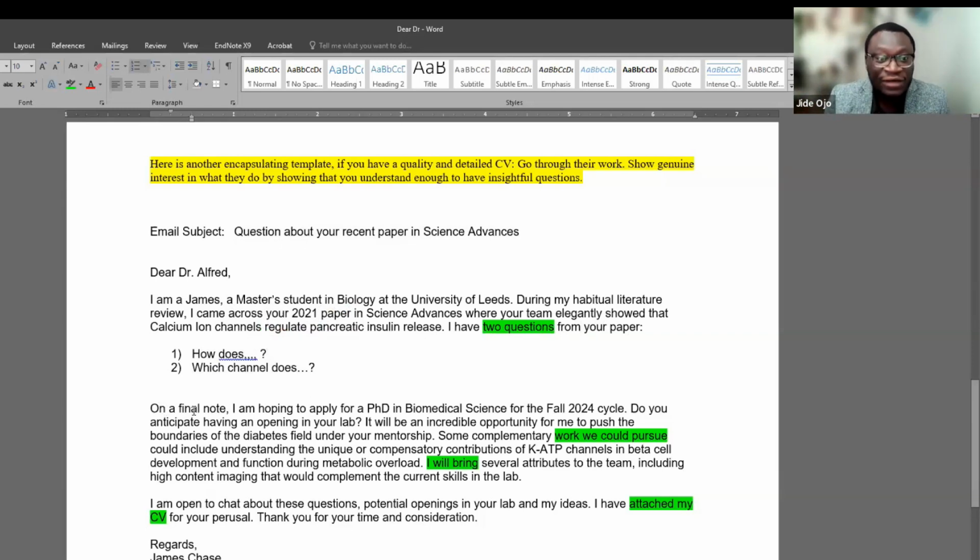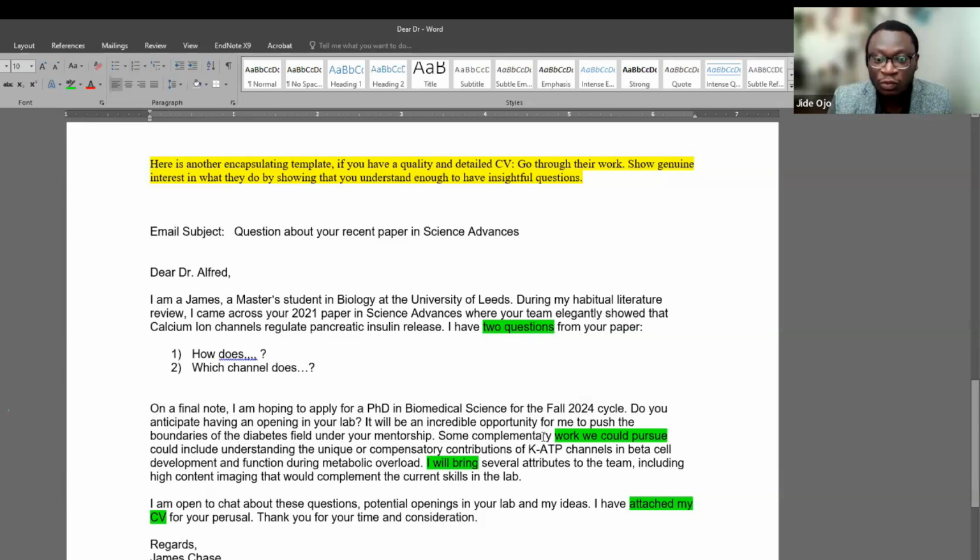Now, on a final note, I am hoping to apply for a PhD in biomedical sciences for fall. I just put fall 2024 here if you're going to use this template. Do you anticipate having an opening in your lab? It will be an incredible opportunity for me to push the boundaries of the diabetes field under your mentorship.